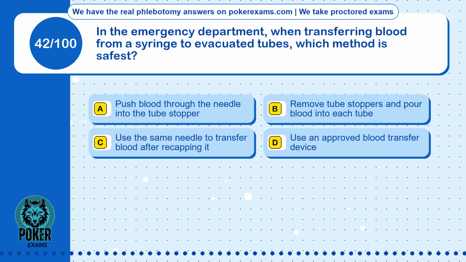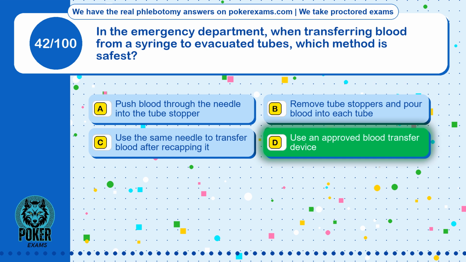Question 42. In the emergency department, when transferring blood from a syringe to evacuated tubes, which method is safest? Option A, push blood through the needle into the tube stopper. Option B, remove tube stoppers and pour blood into each tube. Option C, use the same needle to transfer blood after recapping it. Option D, use an approved blood transfer device.